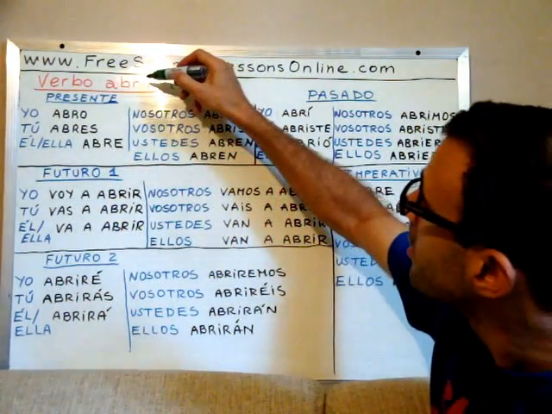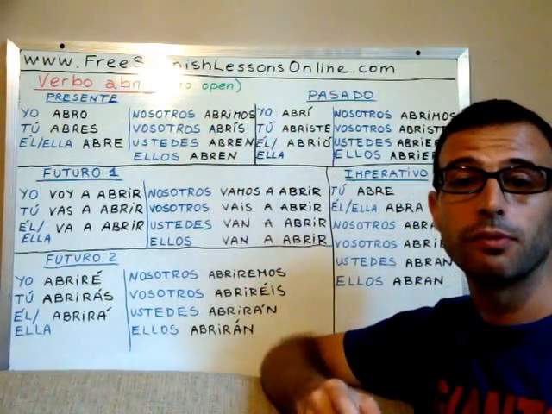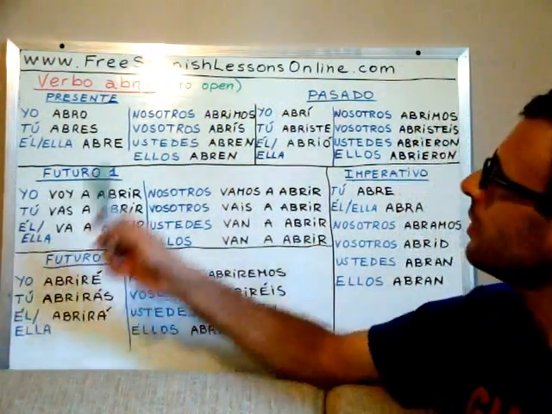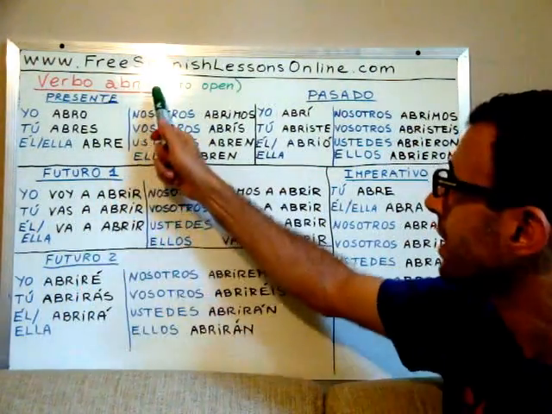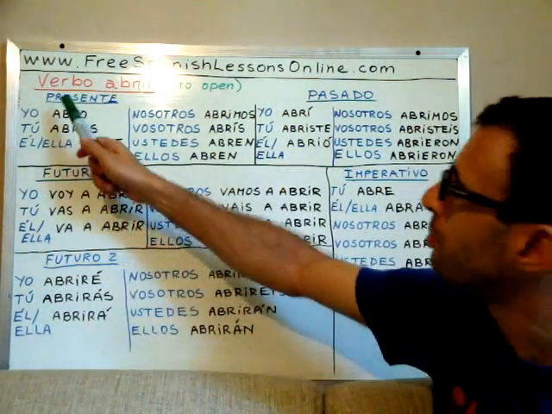Remember that there is a different rule for conjugating the verbs in Spanish depending on which group the verb belongs to. So this one belongs to the verbs that end in ir. So, verb to open in present tense.